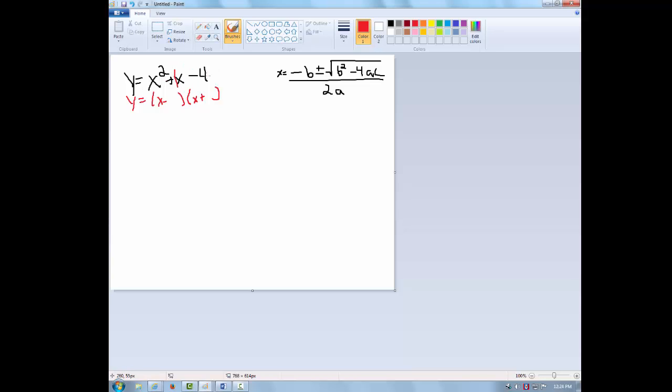Okay, so the factors of 4 again are 2 and 2 and 4 and 1. So 4 minus 1 won't work, and 1 minus 4 obviously won't work either to give me 1. And 2 minus 2 won't work, and 2 plus 2 won't work. So this function cannot be factored. Therefore, we have to do a new method to find the roots of this function.